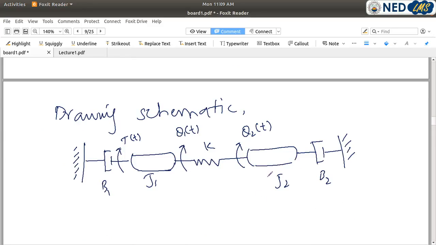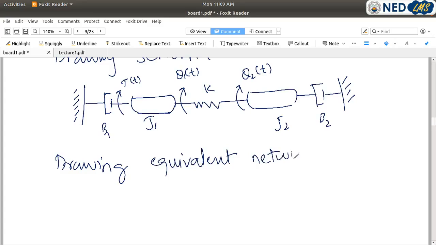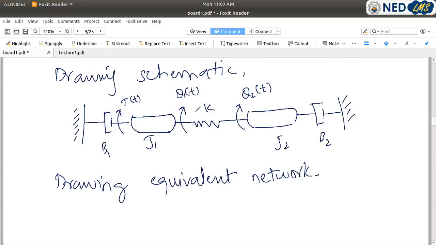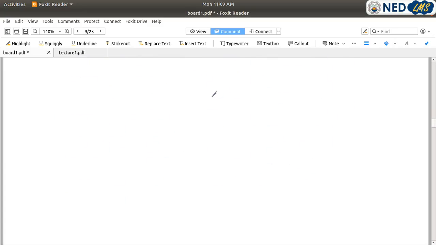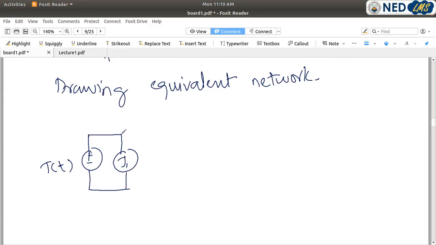Now drawing an equivalent network from this schematic. The applied torque is at the theta 1 node, so we will start from theta 1. Applied torque can be modeled as a voltage source. This represents node theta 1, and at node theta 1 we have inertia J1 between the node and the reference node. And at this theta 1 node, we have a bearing in between theta 1 and reference, so I am drawing it in parallel with J1, B1.